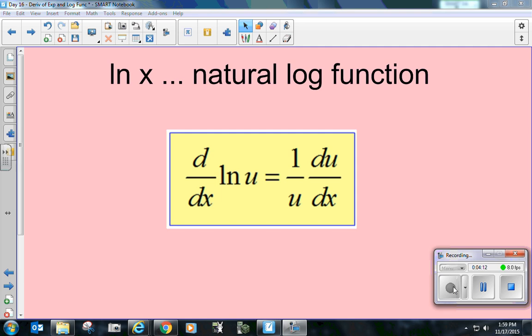They might say 1 over x. What did I have to get 1 over x's derivative? Well, we had ln of x to get it. So that's working backwards. All right?